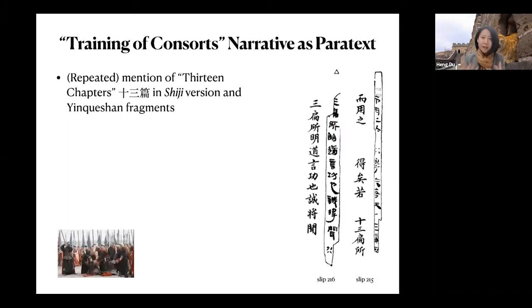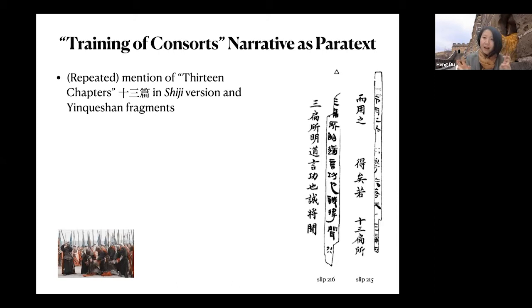So just to give you a concrete example, we have the consort training narrative in the Yinqueshan manuscript corpus, which is fragmented, so we don't know how it begins. In the reconstructed text, we don't have this mention of the 13 chapters that we see in the 史记 version, but we do have two fragments that mention the 13 chapters and seem to be saying something about the function of the 13 chapters, right?